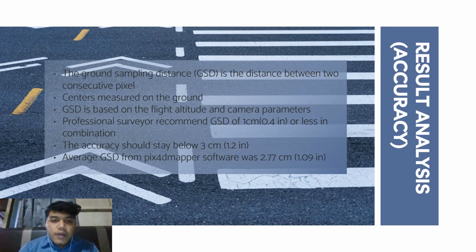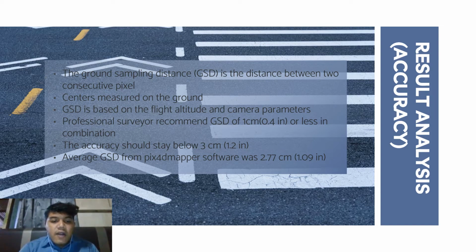Now I present to you the result and analysis of the accuracy. First of all, the ground sampling distance is the distance between two consecutive pixels, measured on the ground. It is the size of the real world captured by a pixel in a digital image. The GSD is based on the flight altitude and the camera parameters. The bigger the value of GSD, the lower the spatial resolution of the image and the fewer the visible details.